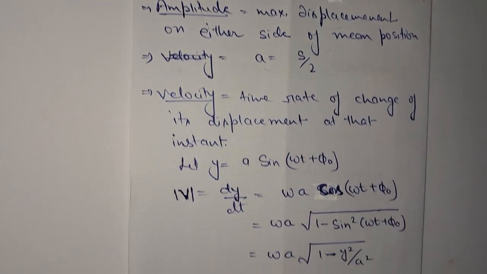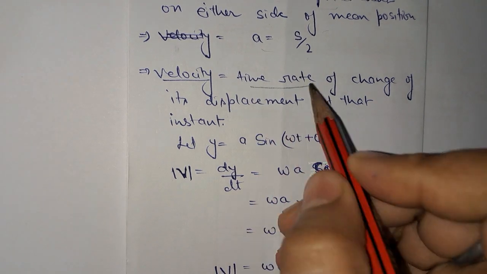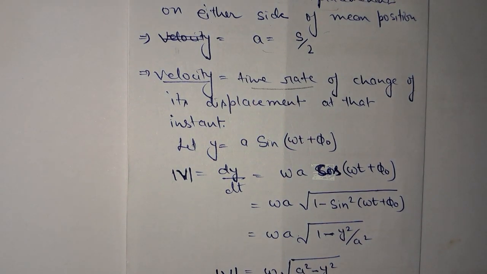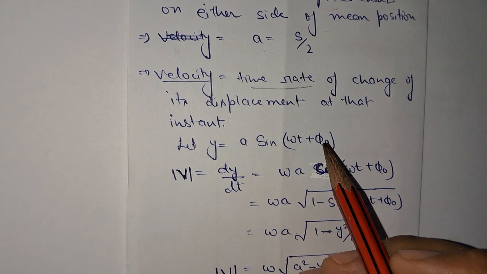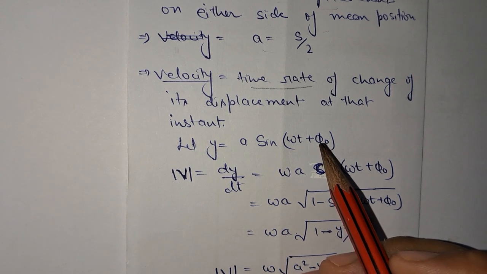Next, move on to velocity. This is the time rate of change of displacement at any instant. So let us say y equals a sin omega t plus phi naught.